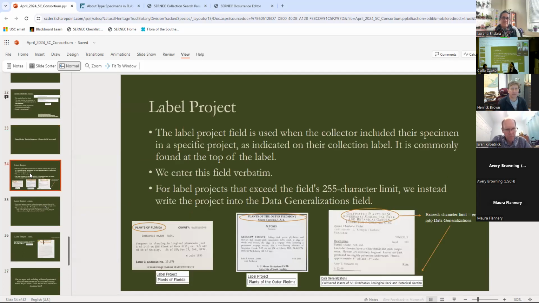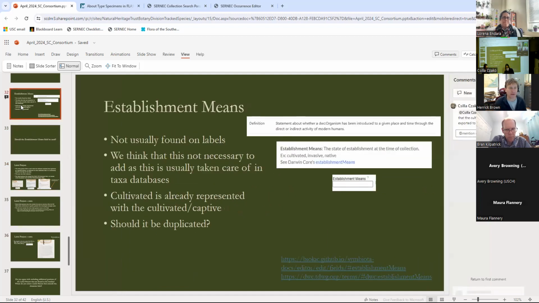We use label project when the collector included their specimen in a specific. Sorry, can I stop you and go back to the establishment means? I was muted and blathering and didn't realize it. No. Sorry. So yeah, I think what's going on here has something to do with the Symbiota format and how they're trying to translate data into a Darwin core format for export to things like GBIF or whatever other database you might be trying to share in a DWC format.